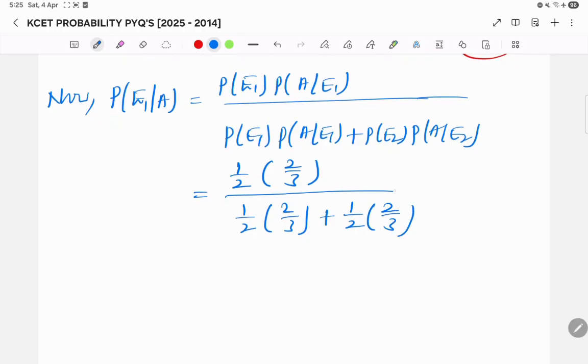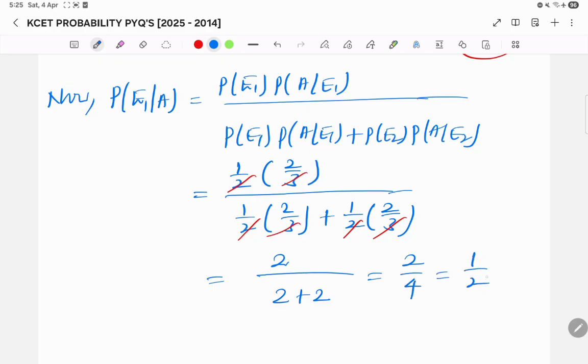Now do a very simple calculation, and do it like this in your examination too. What is common here? 2, 2, 2 common, so 3, 3, 3 also common. Then what is remaining? Just write down that calculation. 1 into 2 is 2, and 1 into 2 is 2. Then 2 by 4 is nothing but 1 by 2. So my final answer is 1 by 2.